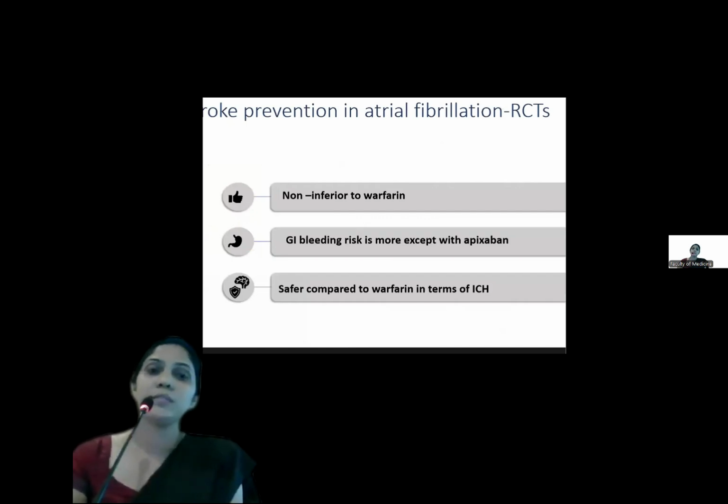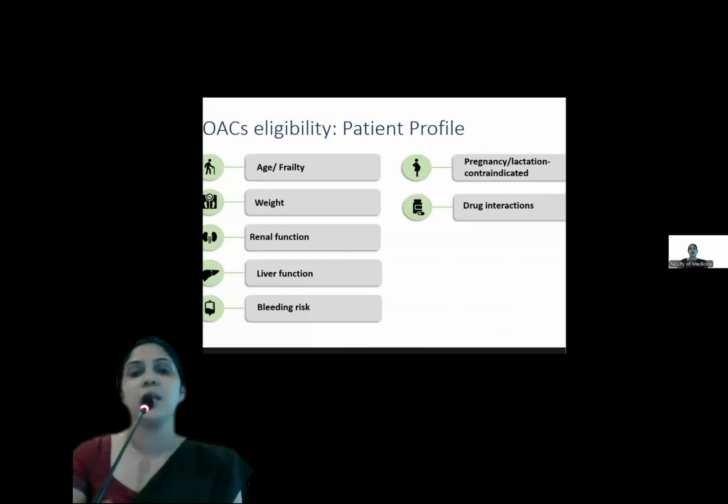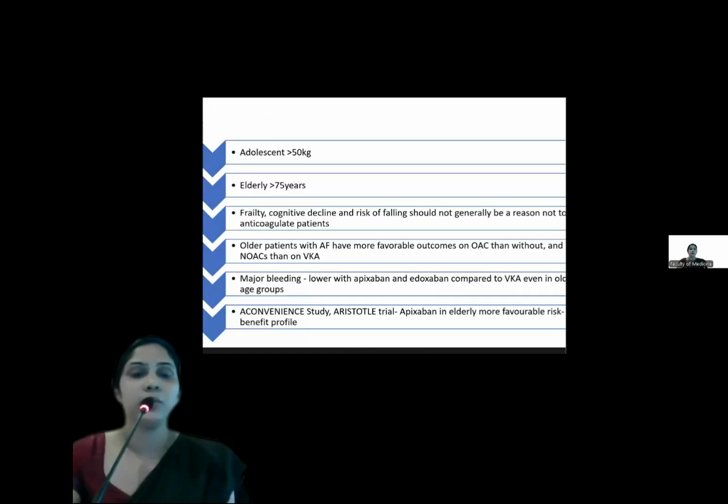However, GI bleeding risk is more with DOACs, except with apixaban. What about the patient's profile? What are the factors we have to take into account before we start a DOAC for a patient? Basically, age and frailty, weight, renal and liver function, bleeding risk, and drug interactions. Pregnancy and lactation are contraindications for DOACs.